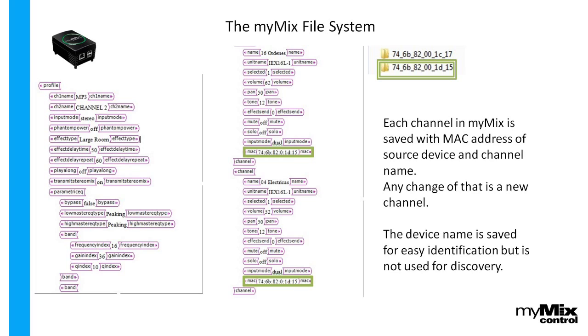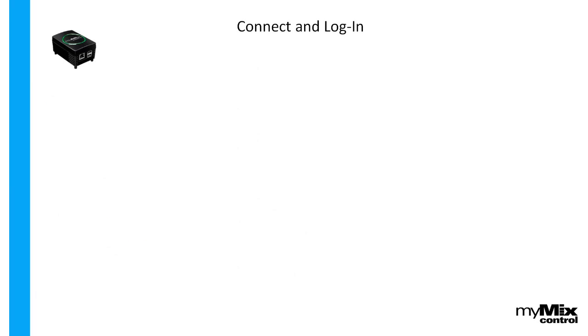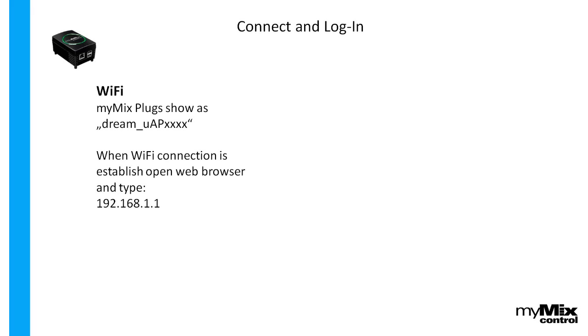So now let's take a look at how to connect and log in to the MyMix plug. If you use a Wi-Fi connection, the plug will show up as Stream UAP. You open a web browser and you use the IP address 192.168.1.1.